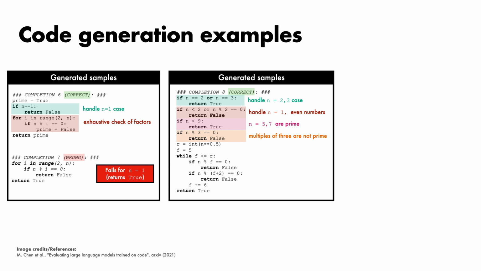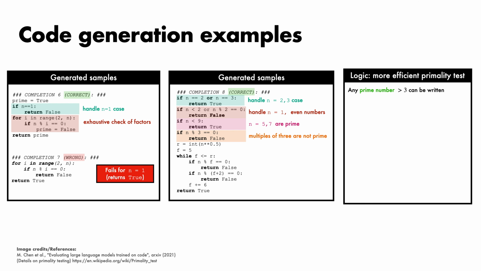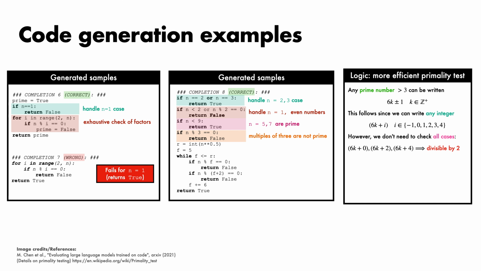To understand the last part of this function, we can note that each prime number that is larger than 3 can be written in the form 6k plus or minus 1 for some positive integer k. This follows from the observation that we can write any integer in the following form, where we first jump to a multiple of 6 and then apply an offset between minus 1 and plus 4. However, we don't need to check all values of i, since expressions of the form 6k plus 0, 6k plus 2, and 6k plus 4 are divisible by 2, while 6k plus 3 is divisible by 3.